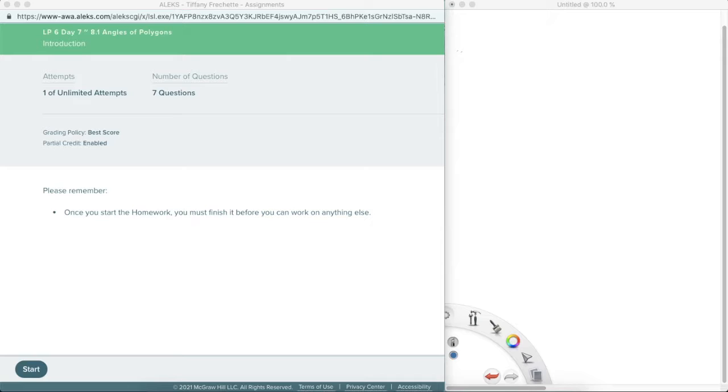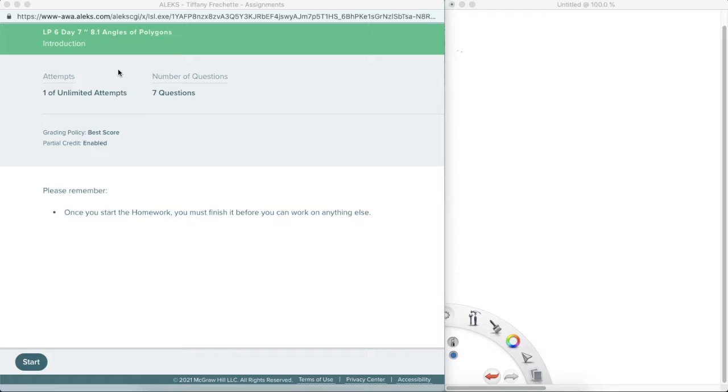The first thing that you should see is the due date here. I don't see it on my teacher preview, but you'll see it on your student screen. The second thing is the number of attempts. There's always unlimited attempts on any of the homework assignments, quizzes, or tests. Number of questions just tells you how many are on this particular assignment. Grading policy is always best score, so whichever attempt is the best one is the one you keep.